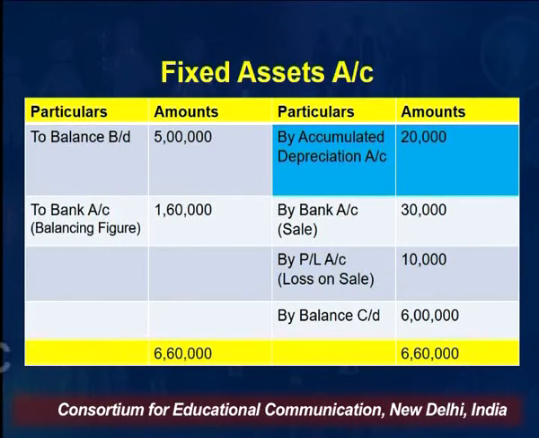Opening balance we have shown on the debit side, closing balance on the credit side, and then after showing all the values, we found that there is a balancing figure. There is an amount you have received as outcome from sales by bank account rupees 30,000, and loss on sale is also reported here rupees 10,000, and the balancing figure which comes on the debit side, we shall assume that it must have been a purchase of fixed assets to the extent of rupees 1,60,000.